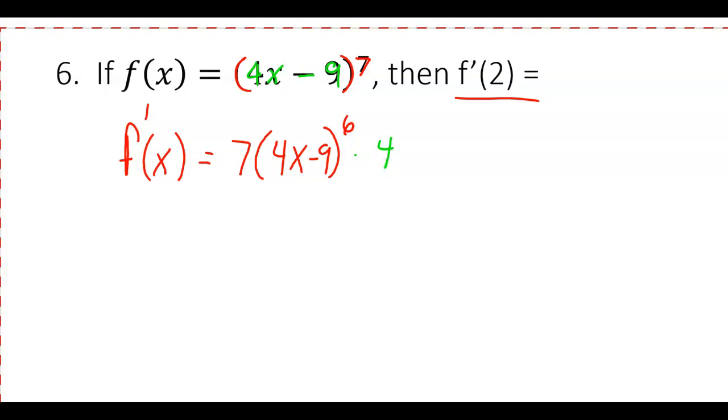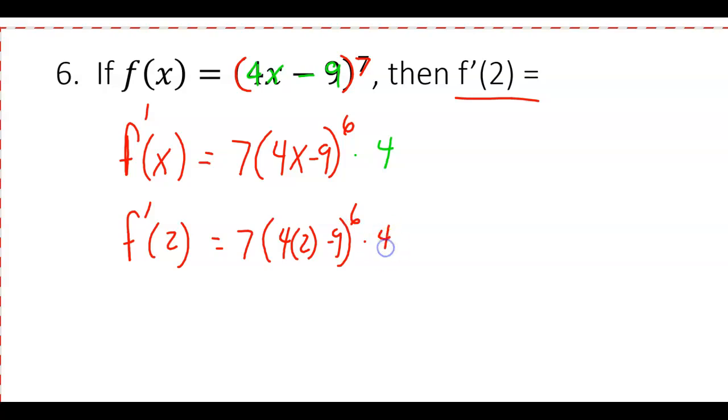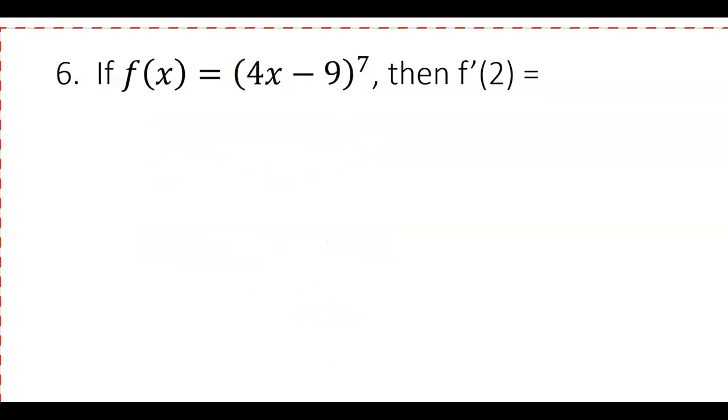And then they want us to find f prime of 2. So we're simply going to be plugging 2 in there. Now this is 8, take away 9, which is negative 1. Negative 1 raised to an even power becomes positive 1. And we end up with a final answer there of 28. So do your derivative and plug in your answer.